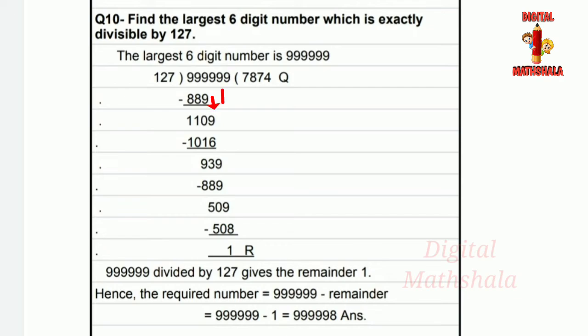Now we are moving to the next line, that is, 9,99,999 divided by 127 gives the remainder 1, hence the required number will be the greatest 6-digit number minus the remainder. Means whatever remainder we are getting here, we will subtract from the greatest 6-digit number. So the answer will come 9,99,998. That is the required answer. I hope you understand. Now we will move to the next question, question number 11.